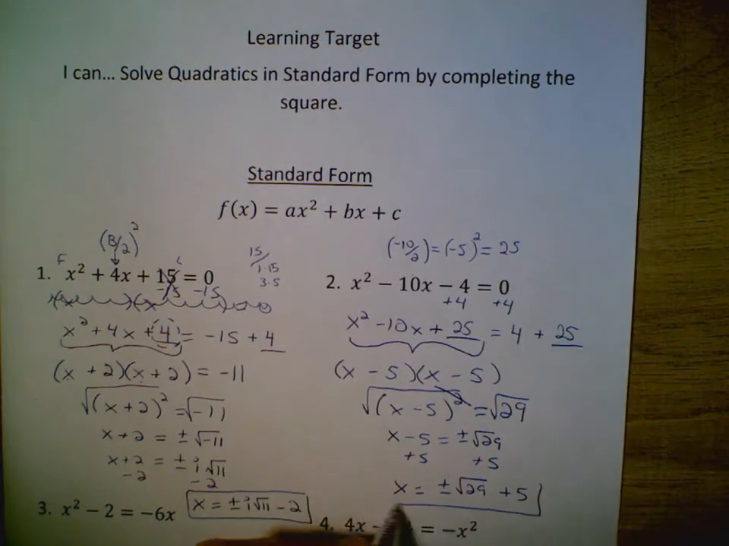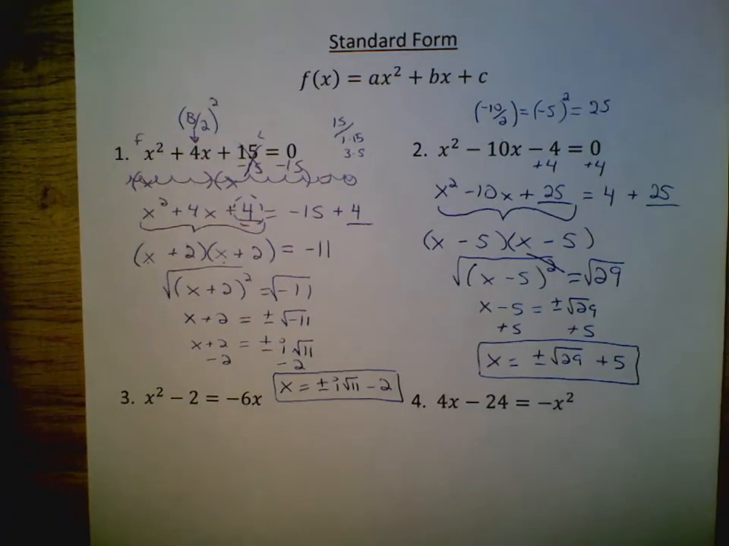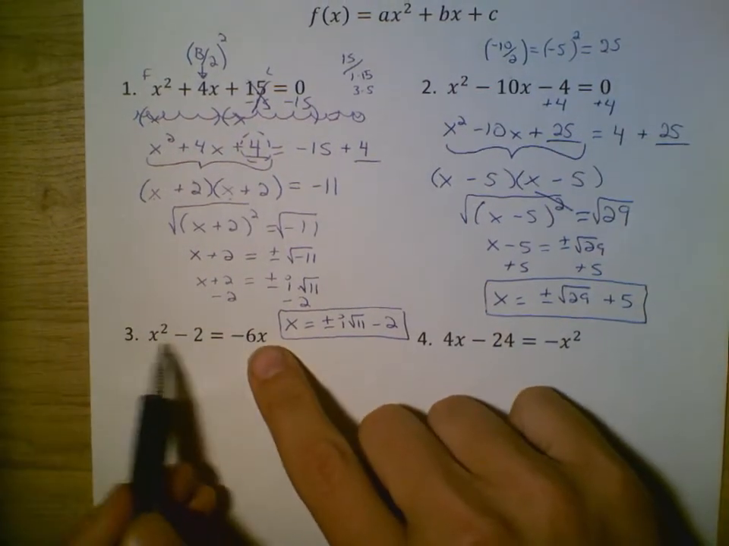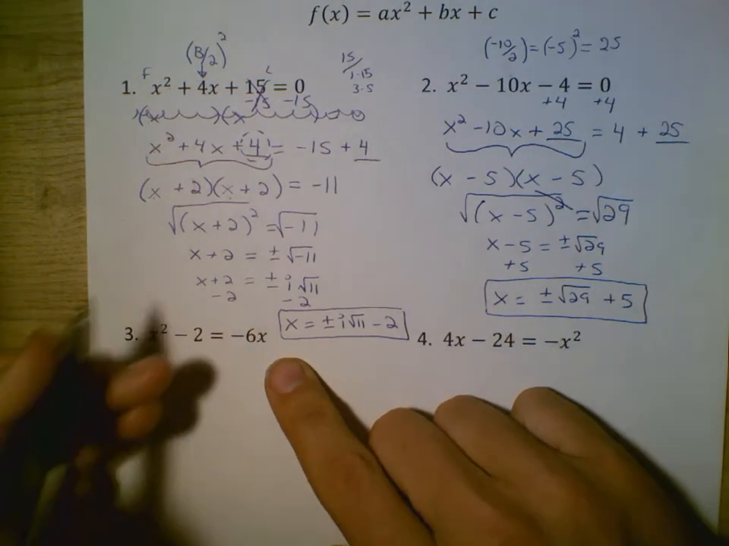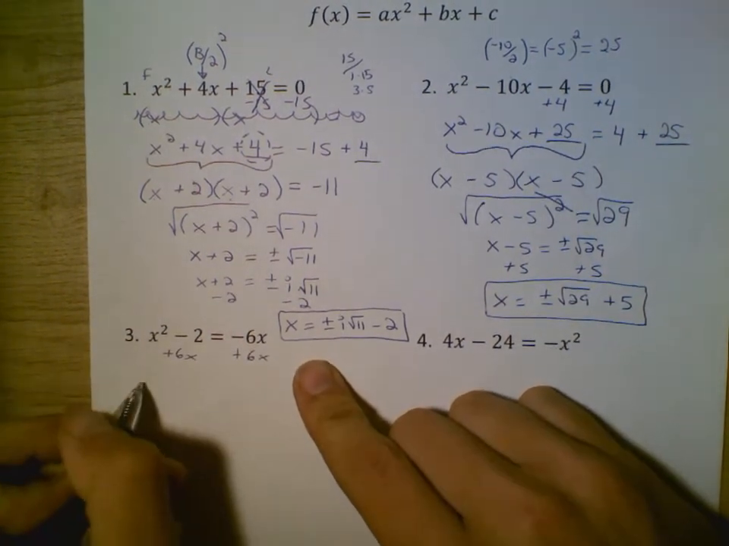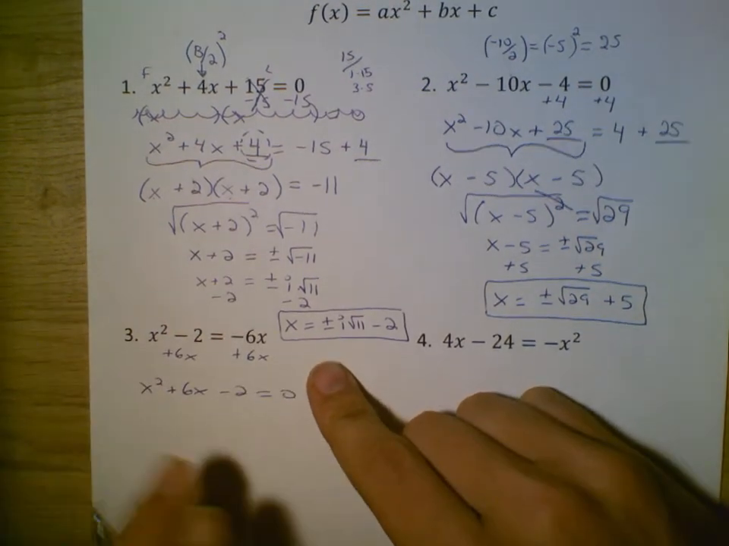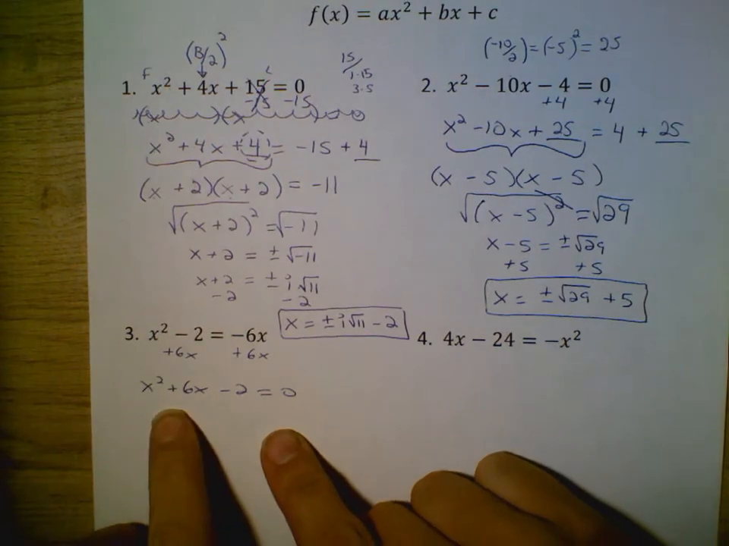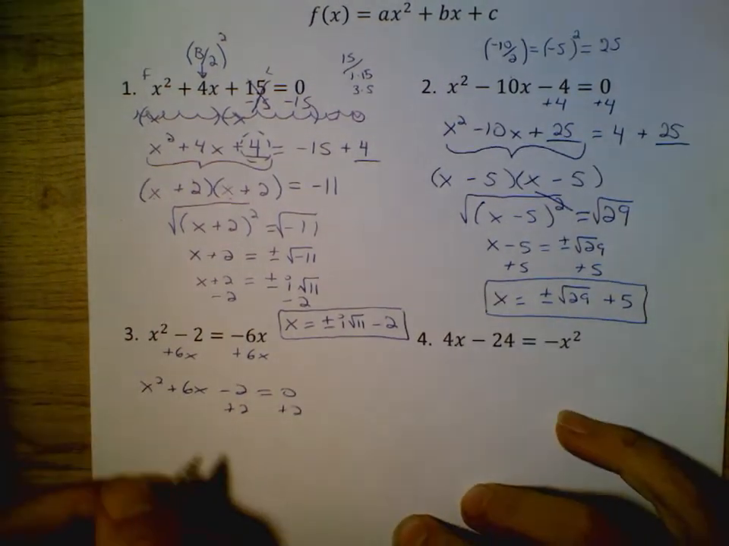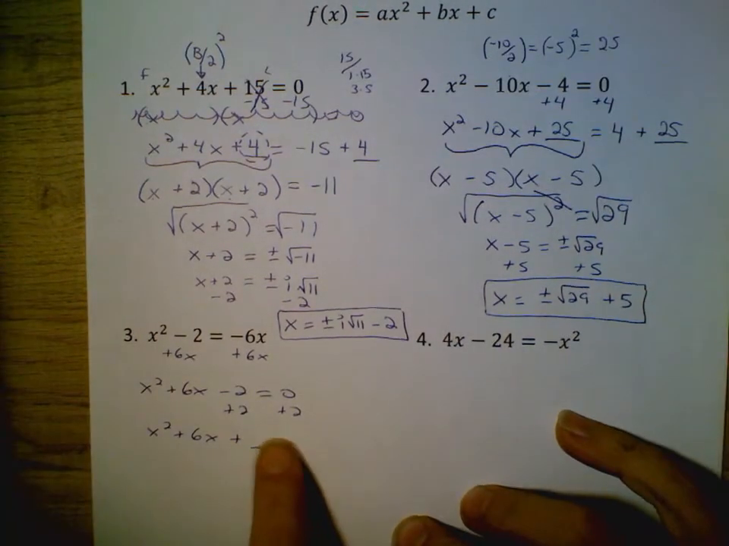All right, we are now going to look through 2 more examples here. If I look at number 3, you'll notice here that I have variables on both sides. I want to get everything on one side. So I'm going to move the 6x over by adding 6x. So I get x squared plus 6x minus 2 equals 0. Now, this isn't going to factor, so I have to get rid of this last number. So I'm going to add 2. That gives me x squared plus 6x. I'm going to leave a space so I can complete the square.